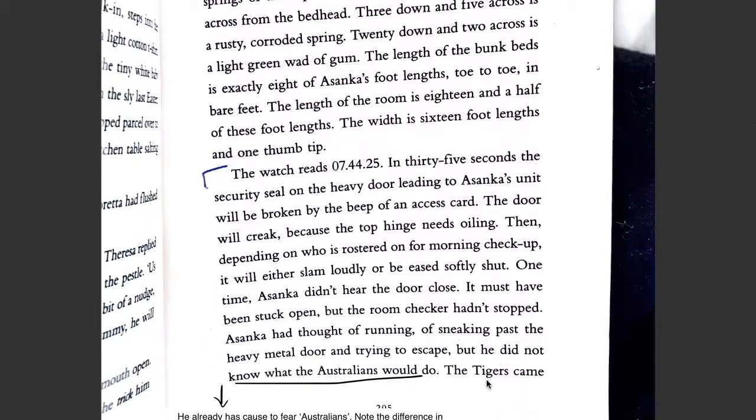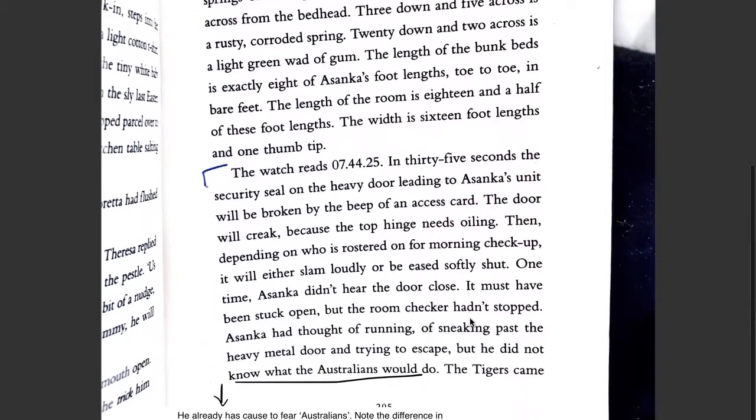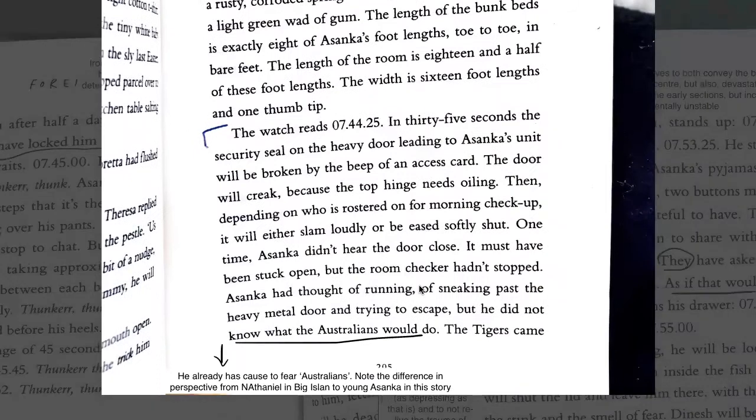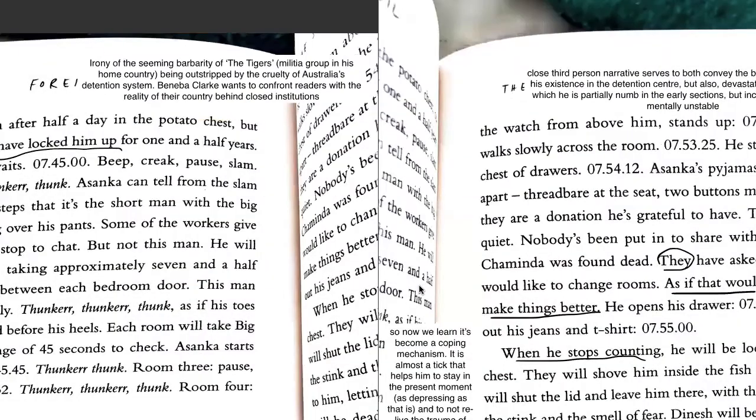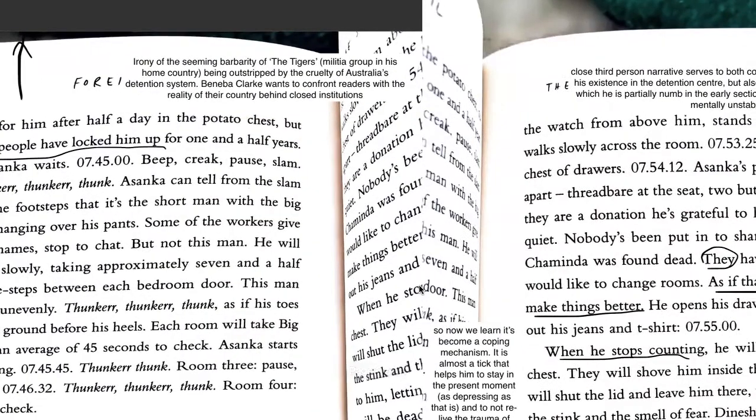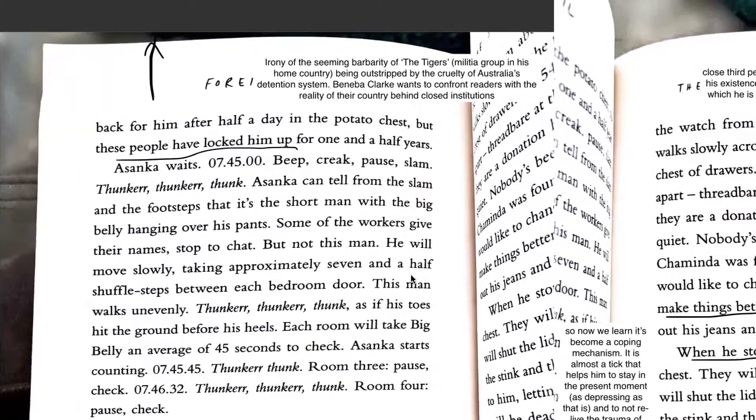The Tigers, which is what he calls the militia group, or the child soldiers even, who came for him and his friends, and was it amputated one of his fingers? They came back for him after a day in the potato chest, because we had this earlier story where they locked him and his friend up in a chest for a day as a way of convincing them to join and fight with them.